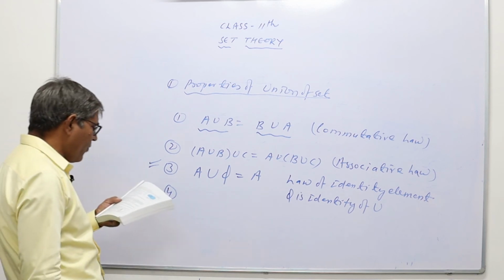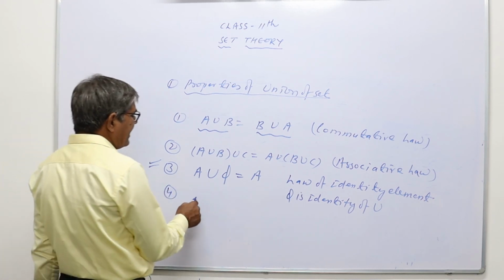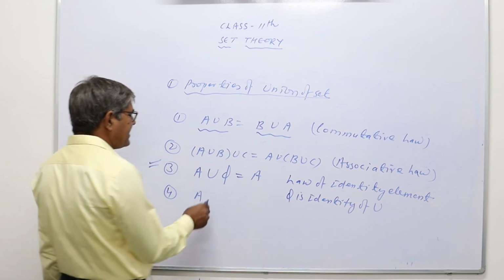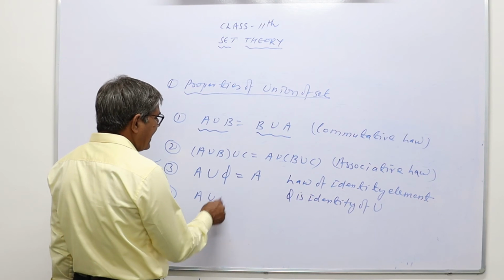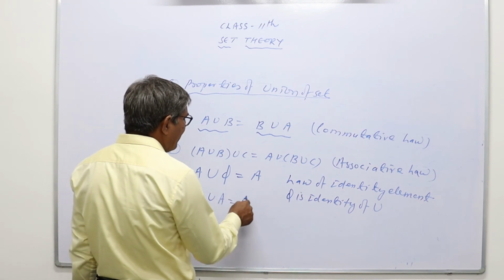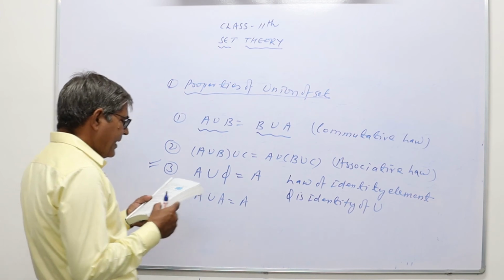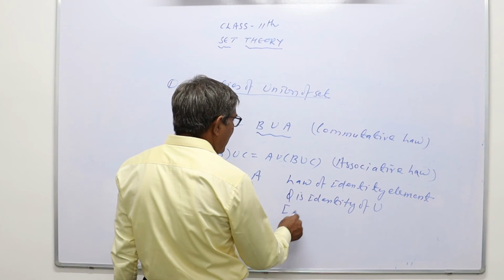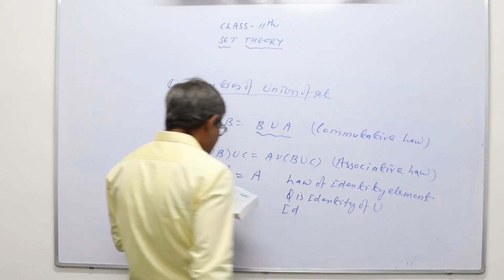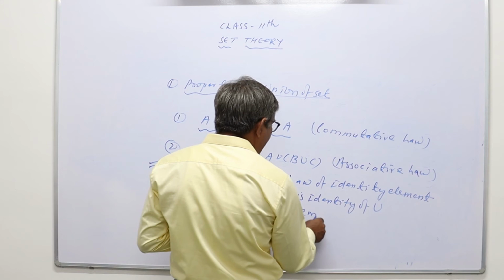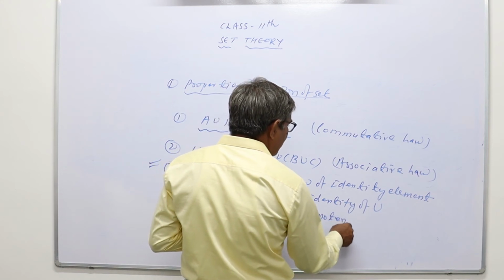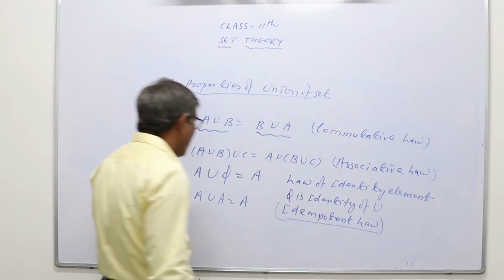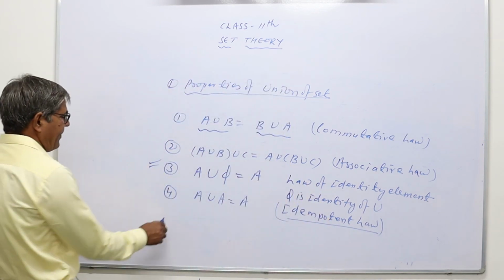Now property number 4. If we have a given set A and we find the union of A with itself, then A union A will always be equal to A. That is known as the idempotent law. Very important name, idempotent law. Please note it down: union of itself.